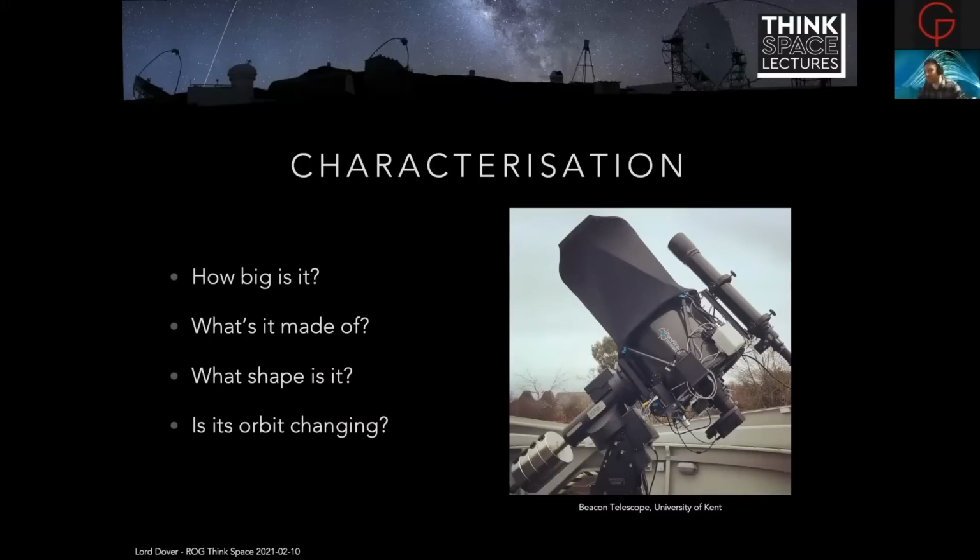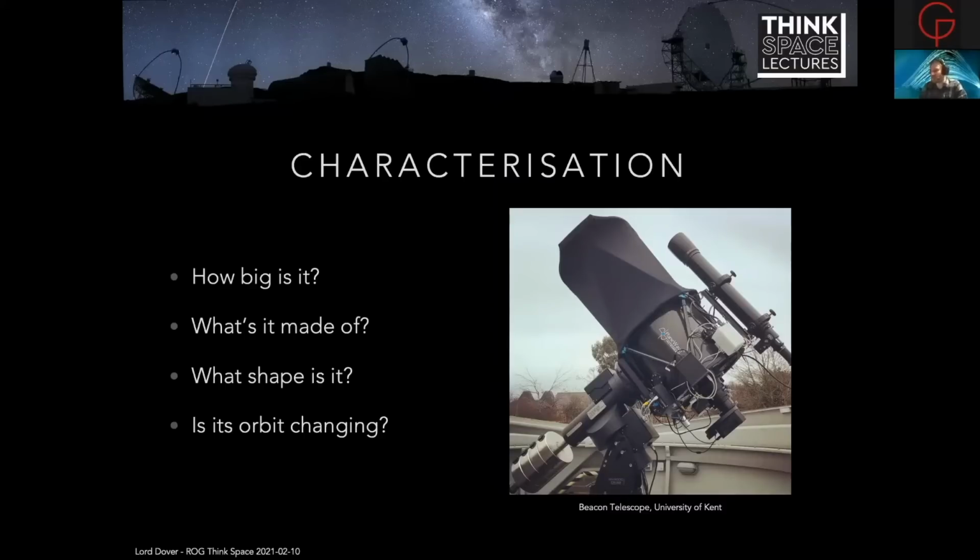And the next thing is what's it made of? Because the size of an asteroid isn't the only thing that affects how much of a catastrophe it could pose to us. Asteroids, as I mentioned earlier, that are made of iron can cause more damage than asteroids that are just made of carbonaceous rocks and things like that. So we need to work out what the asteroid's made of.